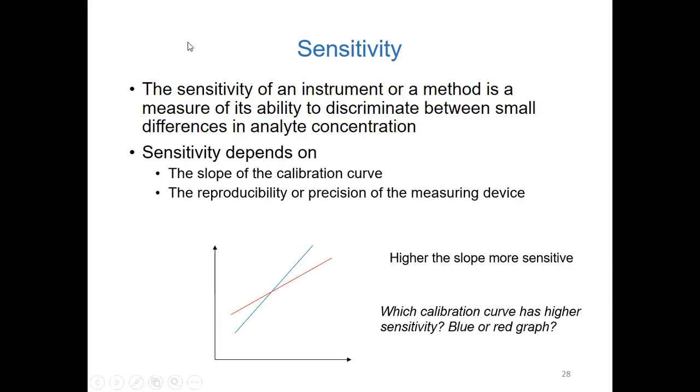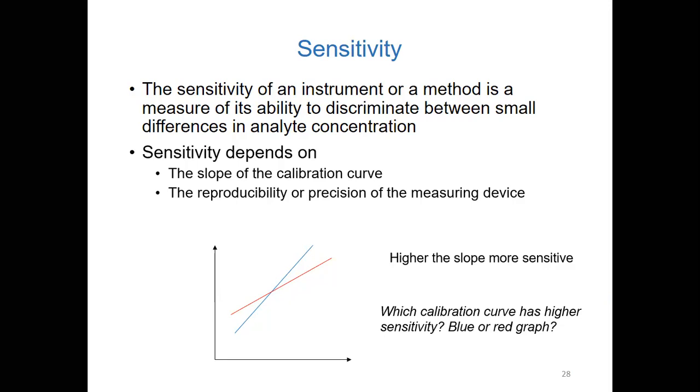So here, which calibration curve has higher sensitivity? Blue or red? Which one has high sensitivity? Blue, yes, blue, good. Because blue has the higher slope compared to the red one. When the slope is higher, the sensitivity is higher. Therefore, the blue graph has the higher sensitivity compared to the red one.